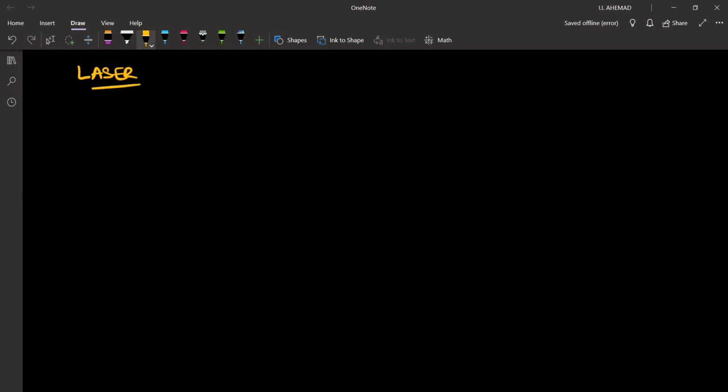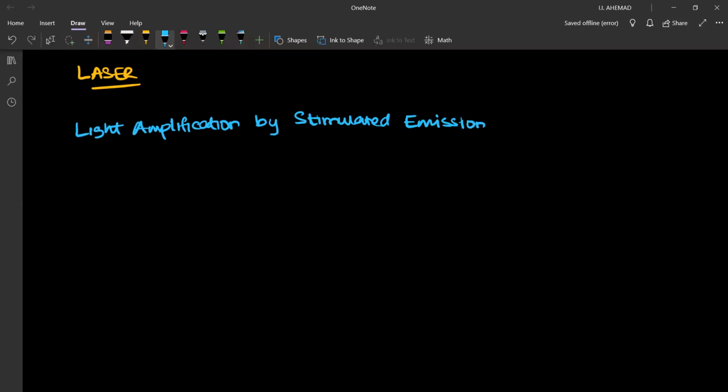Okay. So laser means light amplification by stimulated emission of radiation. So laser stands for light amplification by stimulated emission of radiation.